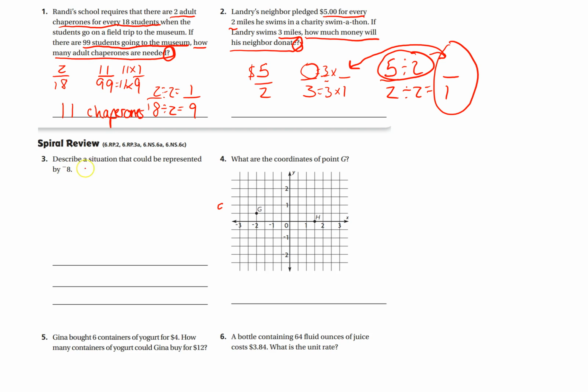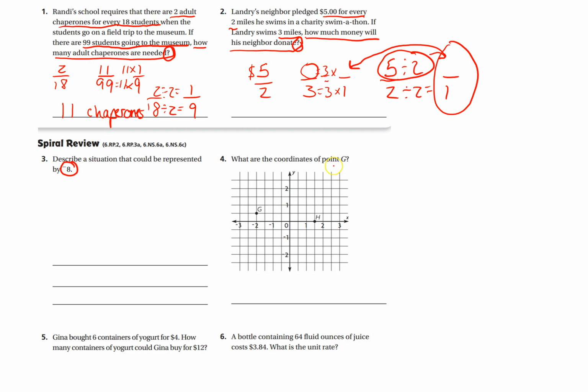All right, number 3, describe a situation that could be represented by -8. Well, we're in football season, so if a quarterback gets sacked and loses 8 yards, that would be representative of -8 yards. So you can use that example, or you can use another example of your own.